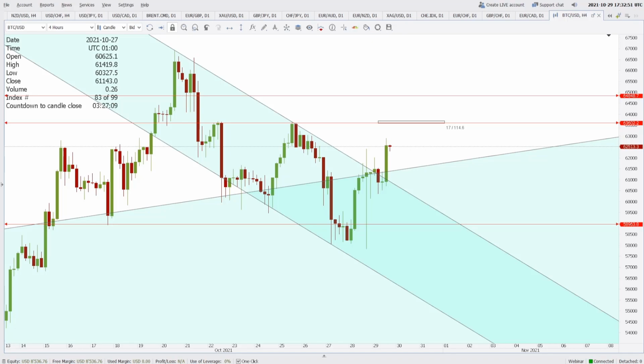Please keep in mind to never risk more than 1% of your capital on any single trade. So you have to adjust your position size in such a way that you should be having a potential profit of more than 3 times the risk that you're going to take.